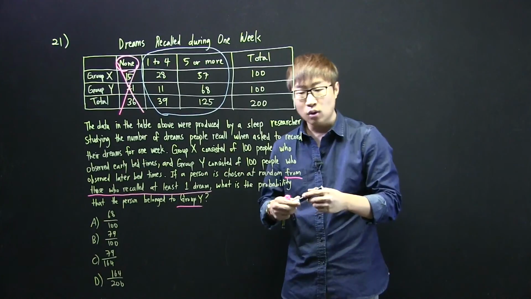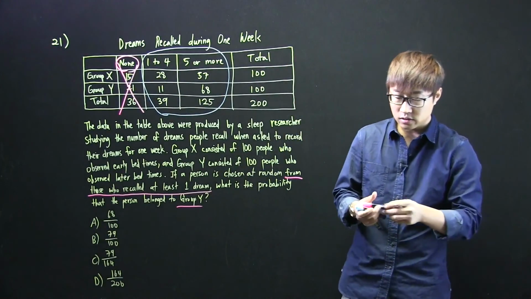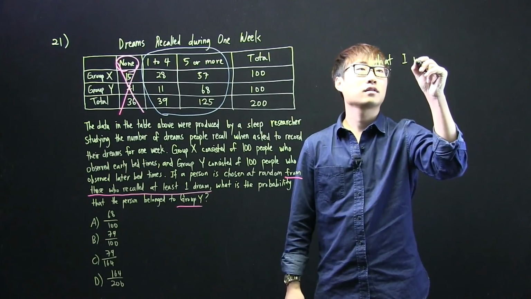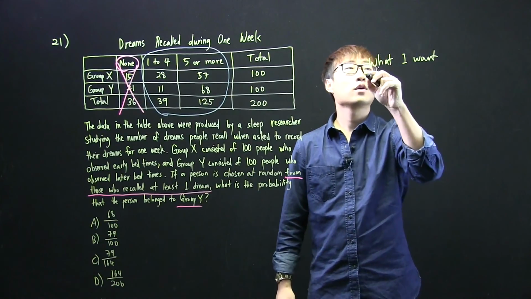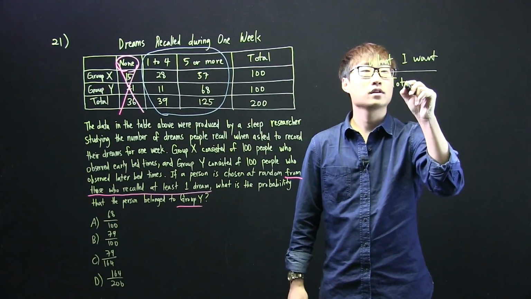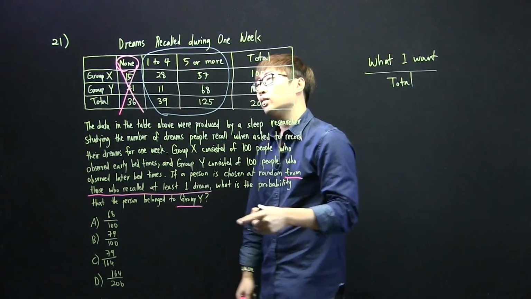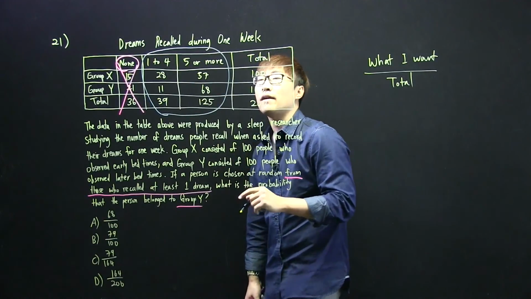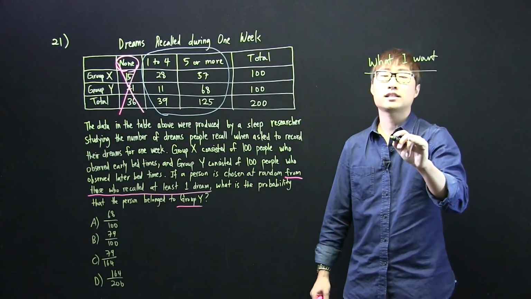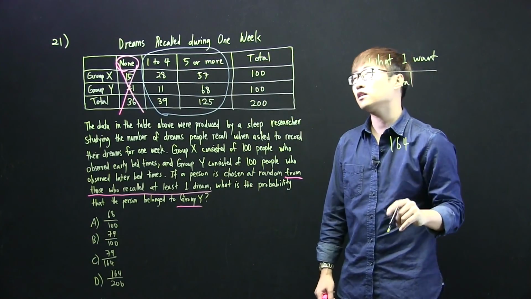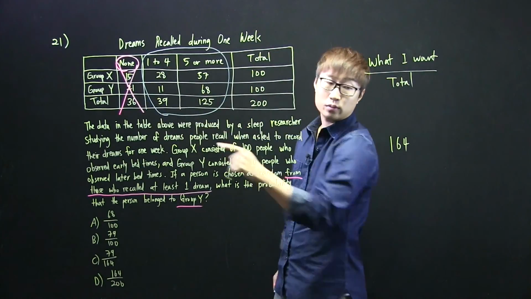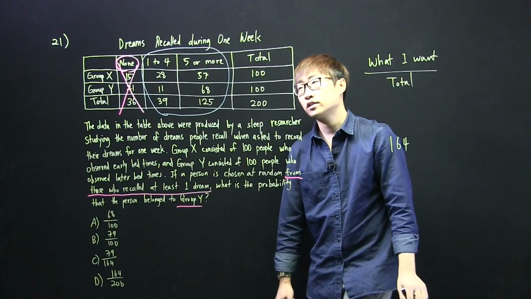So let's first look at the total, because probability is always what I want, or what the question wants, over total, right? So let's look at the total. What's my total? 36 is out of my picture. So 39 and 125, that is 164. So that's going to be my total. You can also just go ahead and do 200 minus 36, which will give you 164.